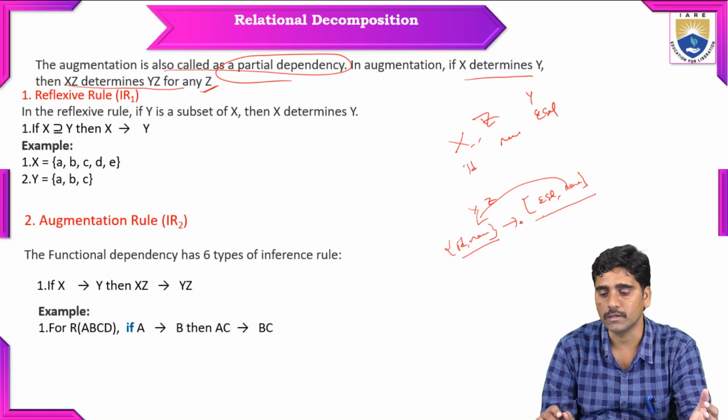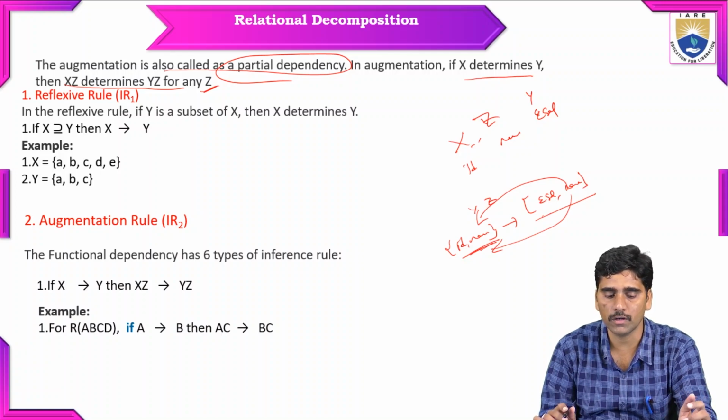That is validated, because employee name is a subset of these values. So the augmentation rule is validated.